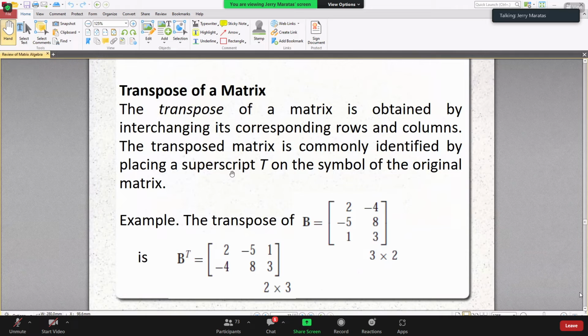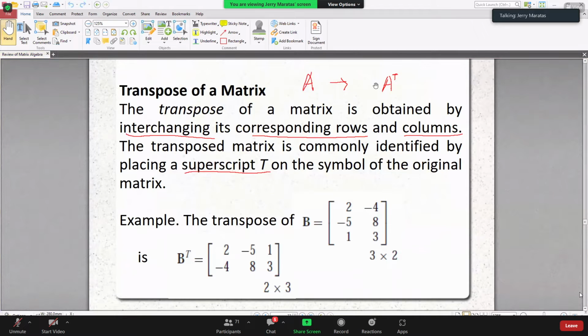So let's start with the transpose of a matrix. Kindly take note of that term. The transpose of a matrix is obtained by simply interchanging its corresponding rows and columns. The transpose of a matrix is commonly identified by placing a superscript T on the symbol of the original matrix. So for example, if you have matrix A, the transpose of matrix A is written like this. You simply add the superscript T to the original matrix.